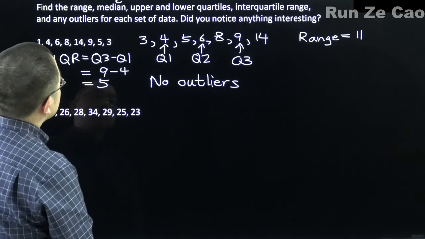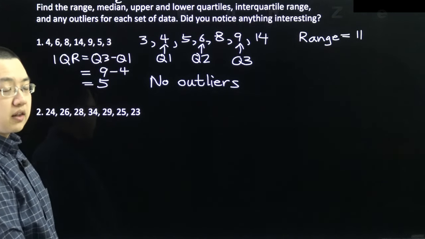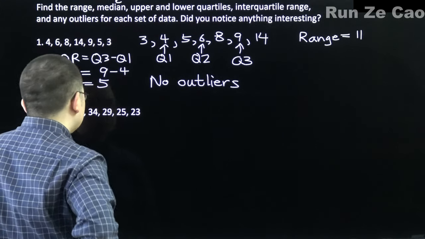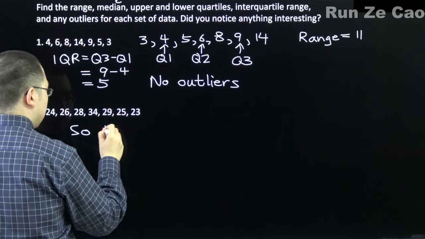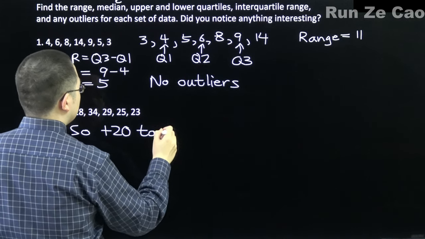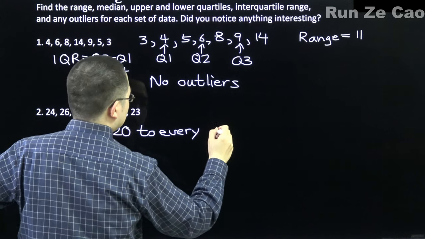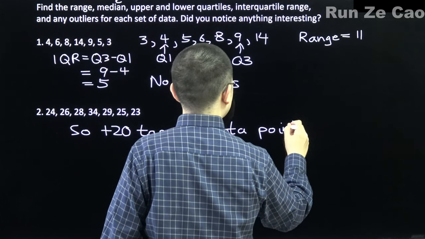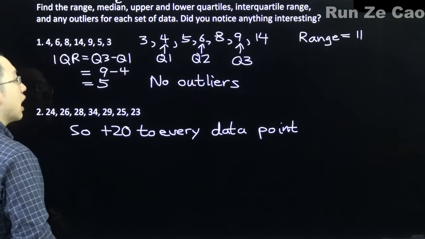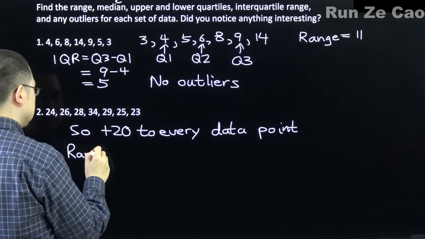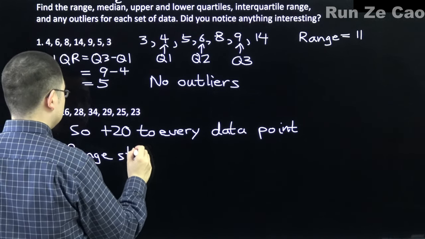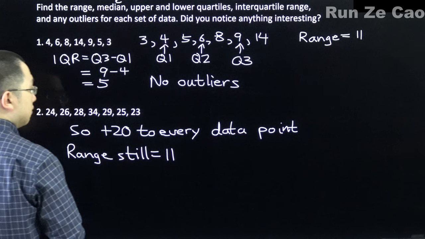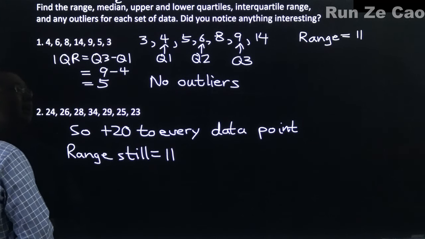What's the mean? Did we have to find the mean? Oh, we didn't have to find the mean. Oh, wonderful. Okay. What happens if we add 20 to everything? So, plus 20 to every data point. And then we get range still 11. Equals 11, just to distinguish that from the L's.